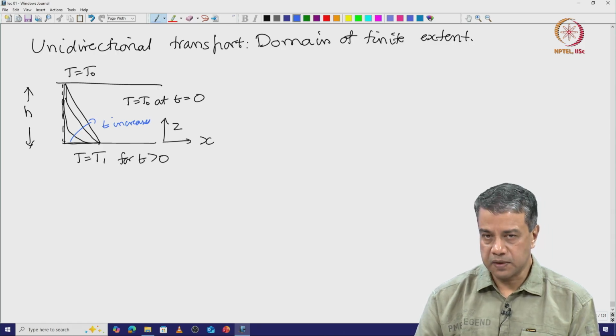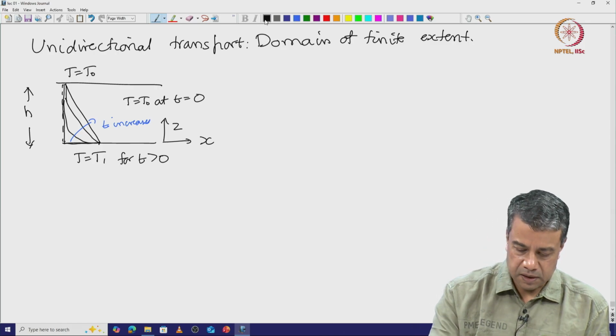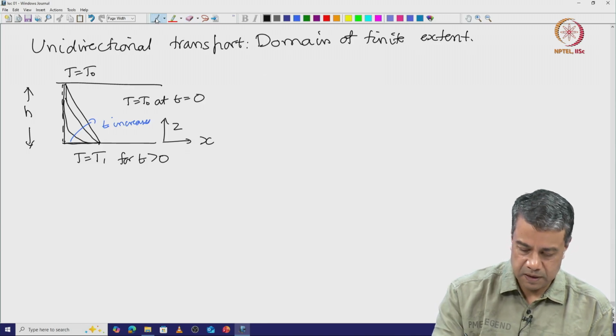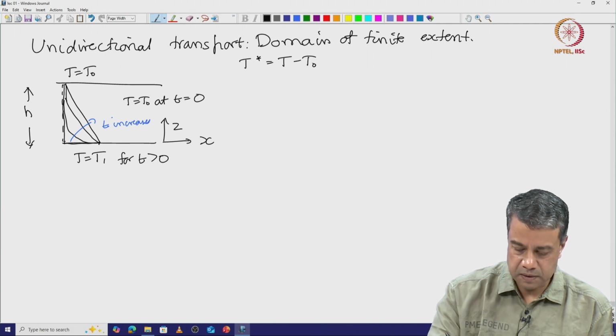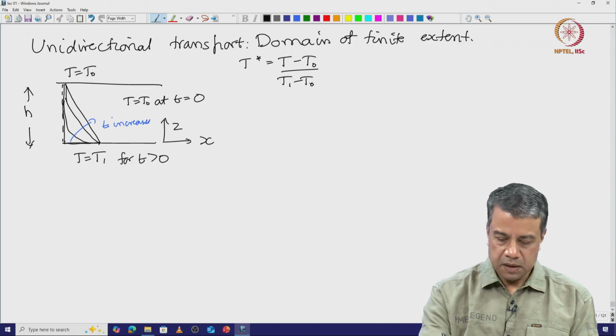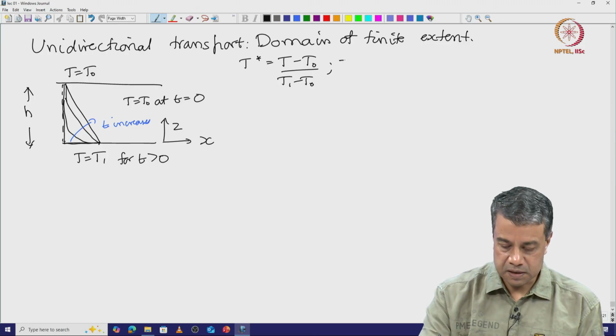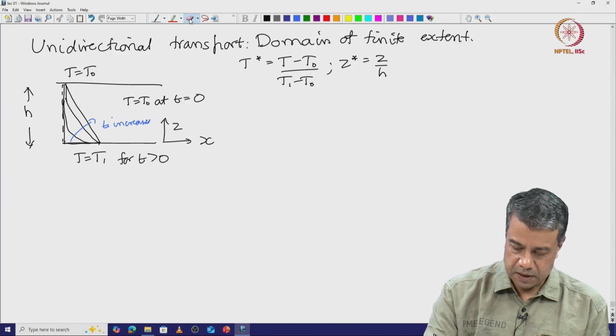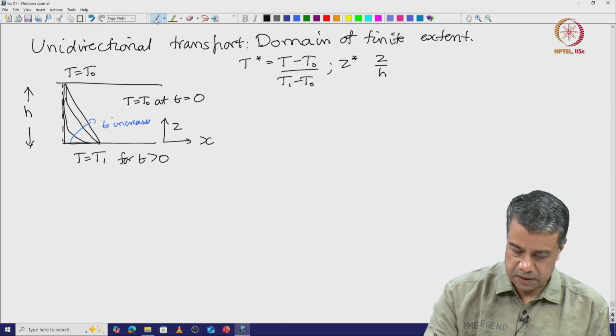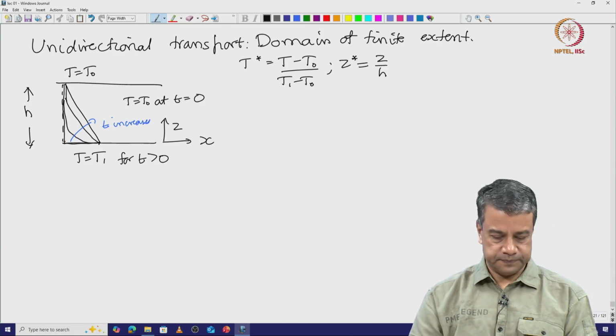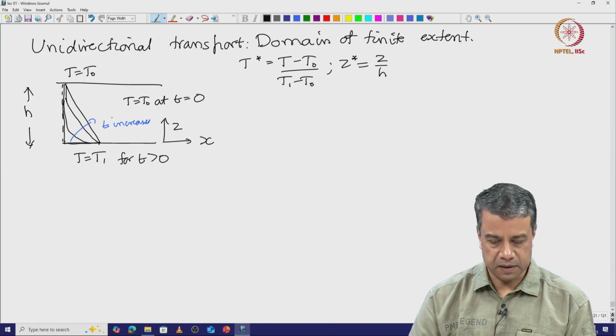So, the equations, boundary conditions, initial conditions. First things first, I will define a scaled temperature T star is equal to T minus T naught by T1 minus T naught. In this case, I can define the scaled height, that is Z star is equal to Z by H. So, I cannot use a similarity variable.